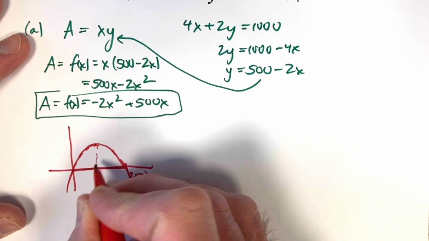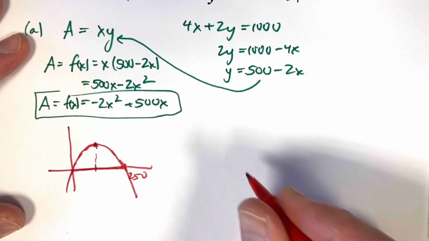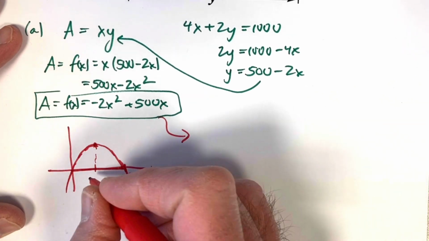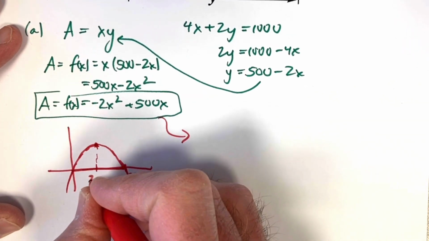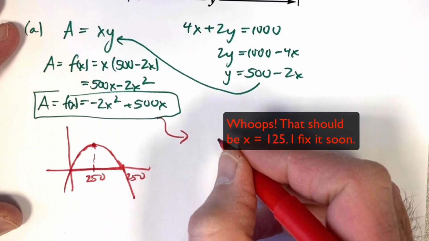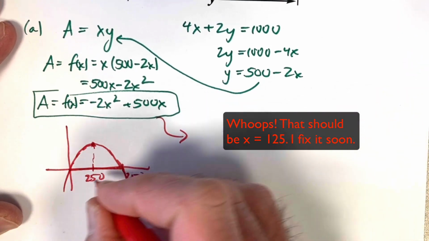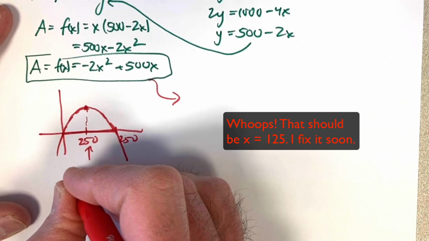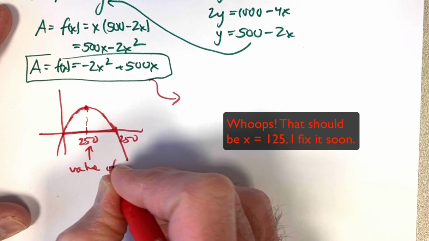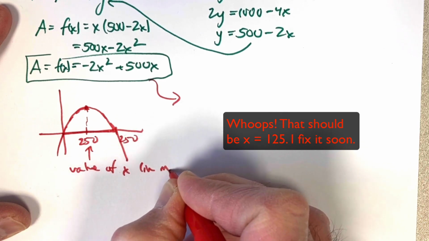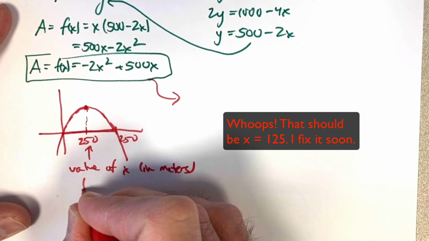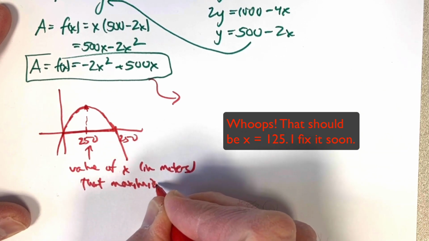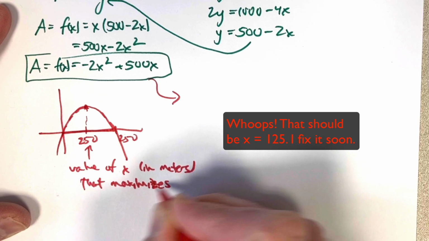And the high point is where the vertex is. So what we need to do is complete the square to help us find that vertex. Or realize it occurs halfway between the x-intercepts. You can do that too. That's the quicker way to do it. That will be the answer to part C. That'll be the value of x that maximizes the area. Value of x in meters that maximizes the area.